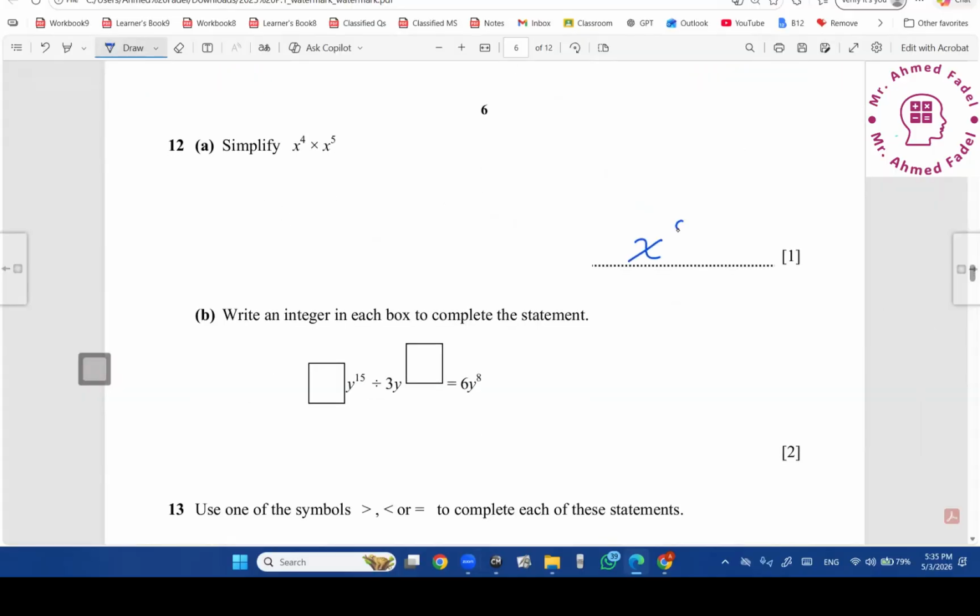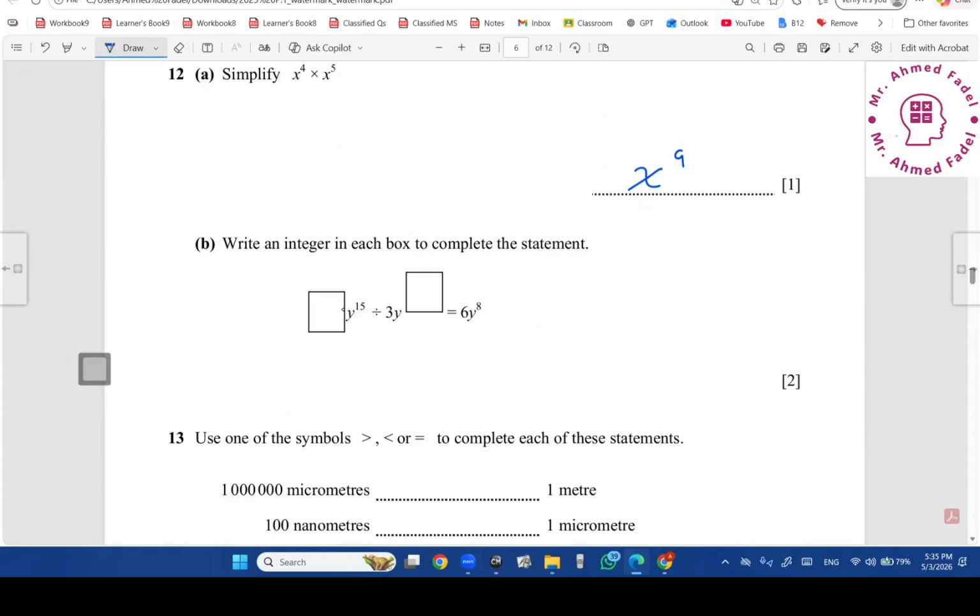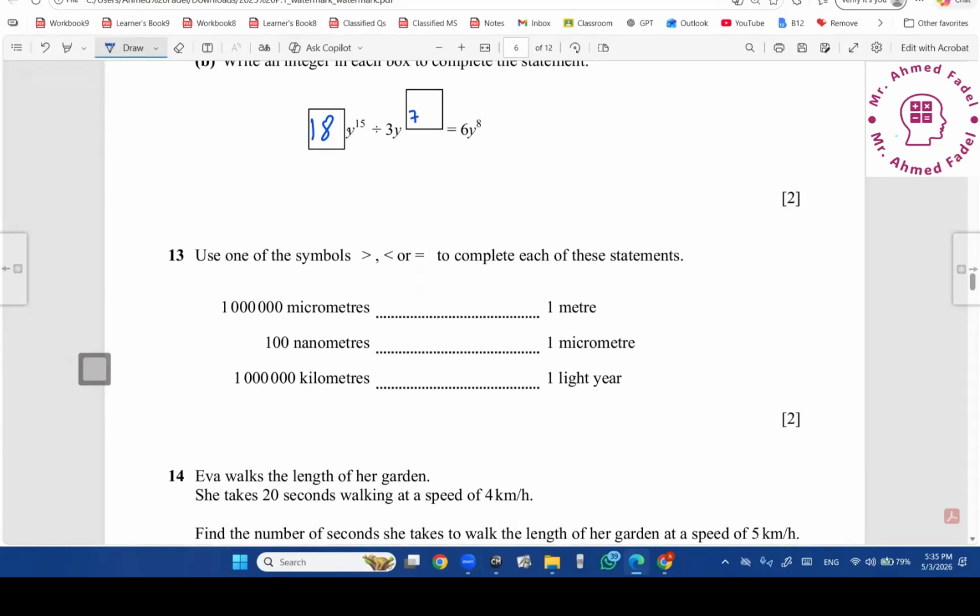Simplify this, x to the power of 9, you just add the powers. This one, what divided by 3 is 6? You're going to find out that 18 divided by 3 is 6. y to the power of 15 divided by y to the power of what is y to the power of 8? y to the power of 15 divided by y to the power of 7 is going to give you y to the power of 8. How? Because 15 minus 7 is 8. You subtracted the powers. All right.